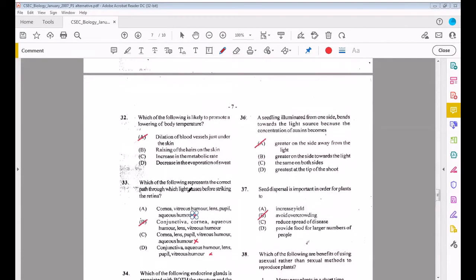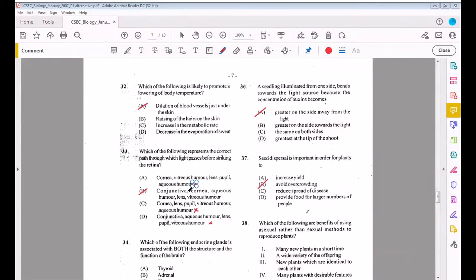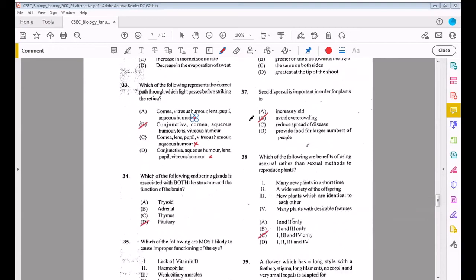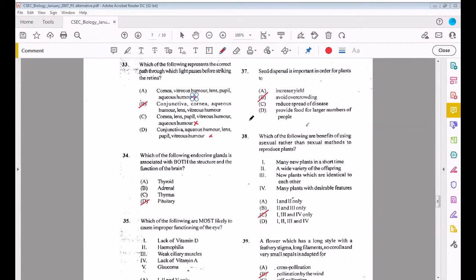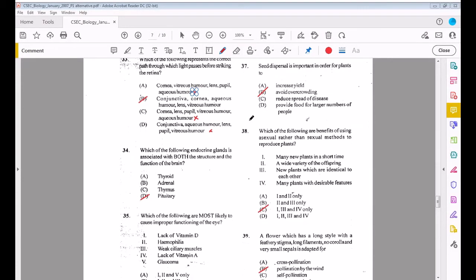36. A seedling illuminated from one side, again, we meet this question, bends towards the light source because the concentration of auxin becomes greater on the side that is away from the light. 37. Seed dispersal is important in order for plants to B. Avoid overcrowding.